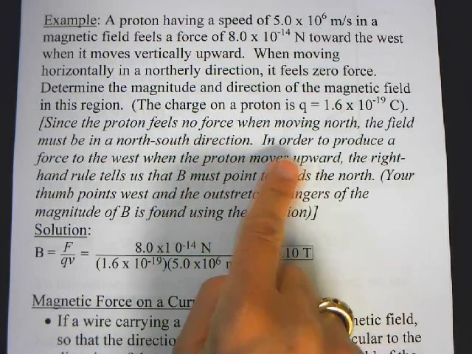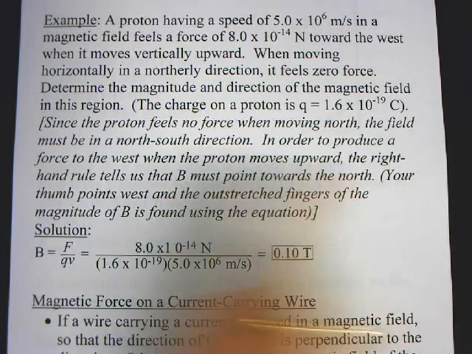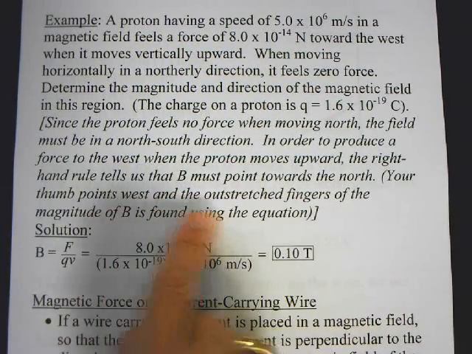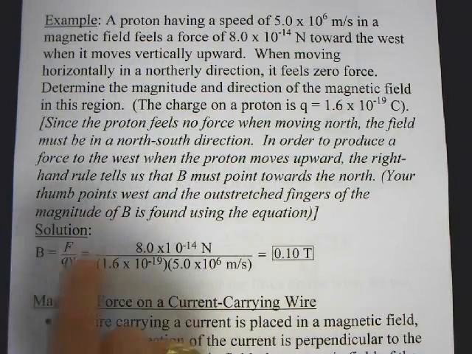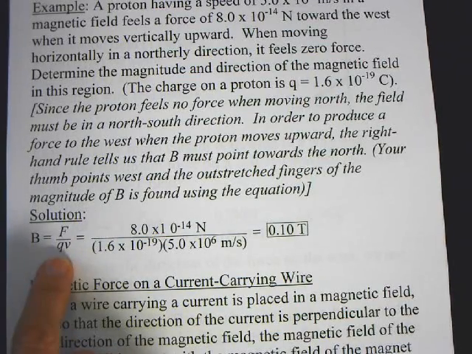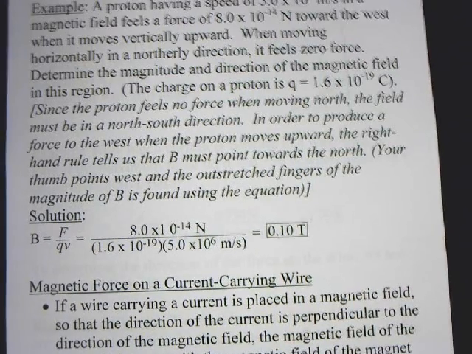So again, we're going to use the right-hand rule. We put our fingers in the direction of the velocity, your thumb points west, and the direction is found. And the magnitude of the magnetic field, again, B is equal to F over Q. If you want to find B and they give you this, you rearrange the equation to solve for the unknown in terms of the known.